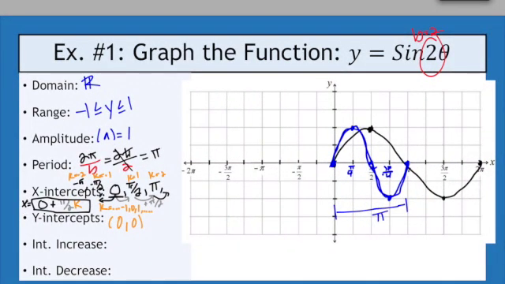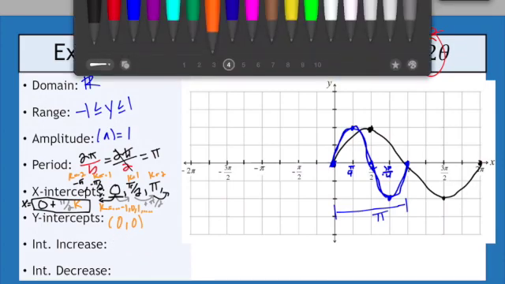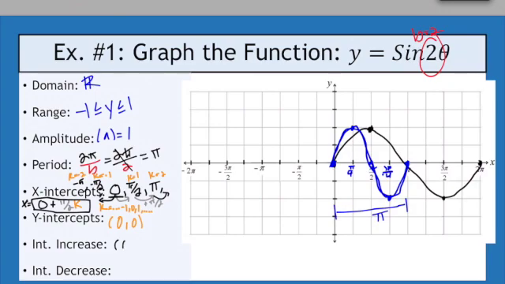And then we have interval of increase or decrease. So we can see it's increasing from 0. Let's get black out again. We can see it's increasing from 0 to pi over 4. And then it's also increasing from 3 pi over 4 to pi. And then it's decreasing right in between those. So from pi over 4 to 3 pi over 4.